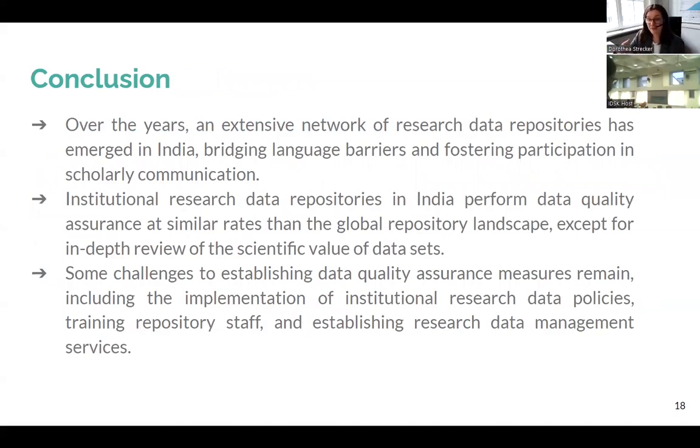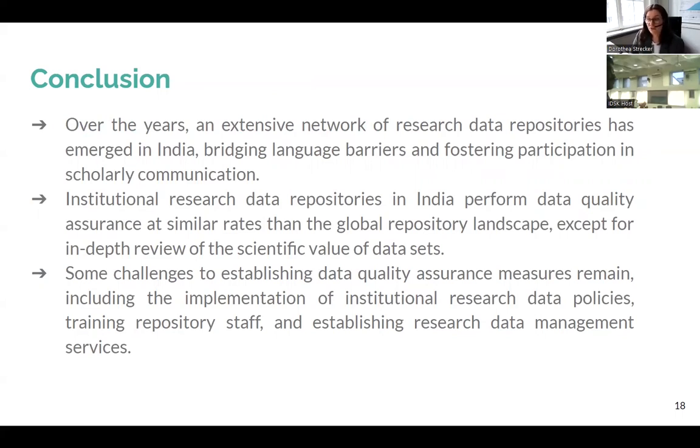So in conclusion, I would like to say that it is apparent that India has been quite consistent and an early adopter of research data repositories, because the network that has formed has started from years ago and it has continually grown over the years. And these repositories fill a very important role because they are able to bridge language barriers and they foster participation in scholarly communication. And I think that is a very important task.